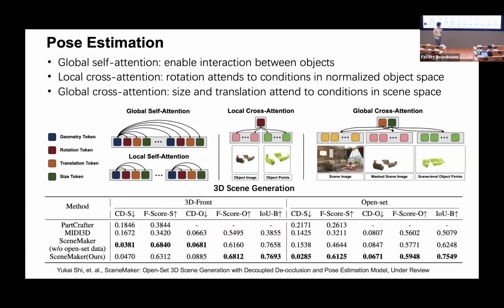And we evaluate the system on 2 different data sets, 3D Front, which is an open data set of indoor things, and we also collected our own data set. We call it Open Set, which contains both indoor and outdoor things. And for most of the metrics, we get better results.